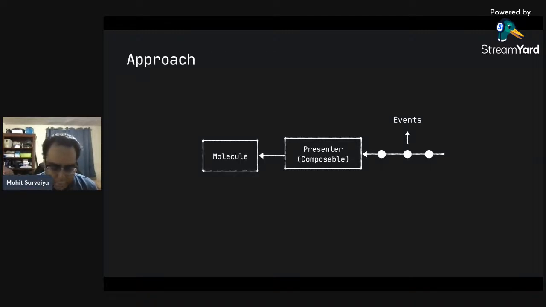So what the Molecule library does is that it takes this presenter, this composable function that you would create, and it knows internally how to build a state flow. It builds a state flow and gives it to you. And every time a recomposition occurs, this composable function, this presenter, is invoked to generate some type of a view model.